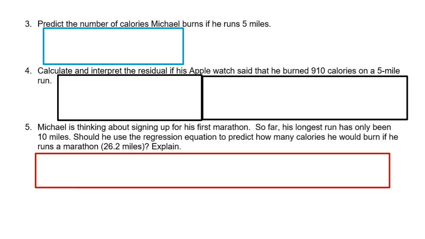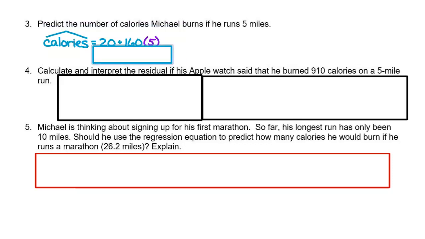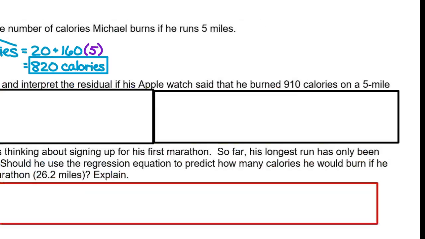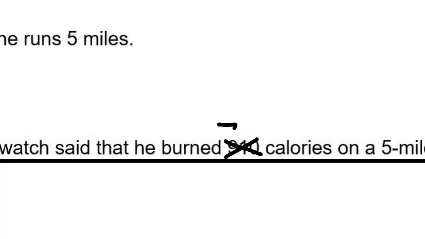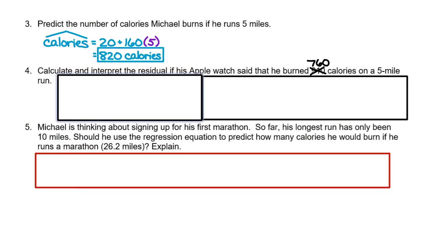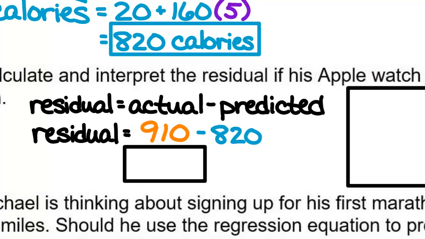What is the predicted number of calories Michael burns if he runs 5 miles? 820 calories, yes. Calculate and interpret the residual if his Apple Watch said that he burned 910 calories on a 5-mile run. This is 760. I don't know why mine says 910. Let me fix mine. 760. Negative 60. R is negative 60.